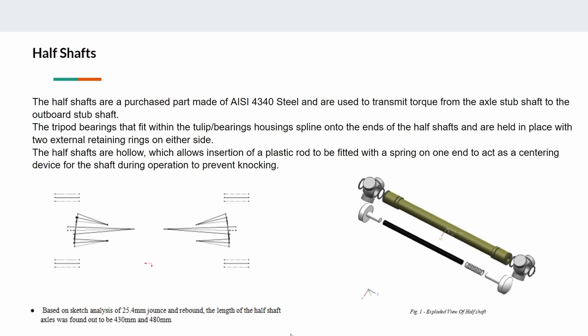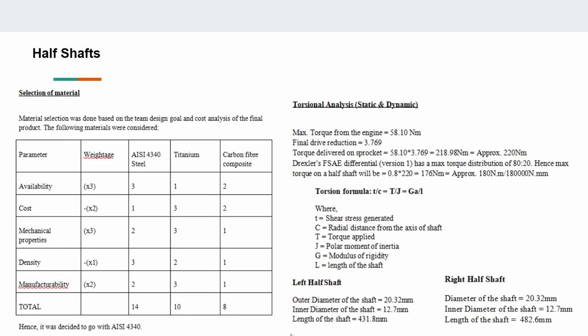To address potential operational issues, the half shafts are designed to be hollow. These allow us to insert a plastic rod fitted with a spring, which serves as a centering device. This innovative solution effectively prevents knocking during operation, maintaining smooth and stable performance. Now, for the selection of material, again, a decision matrix was made, and finally, it was decided that we would go with AISI 4340. We also made static and dynamic analysis, torsional analysis.